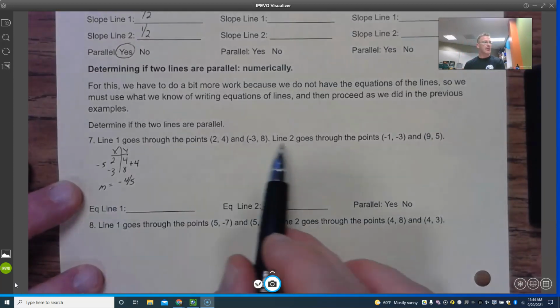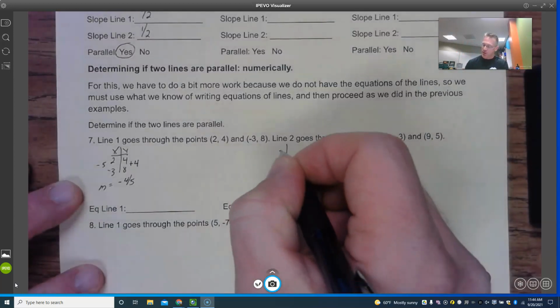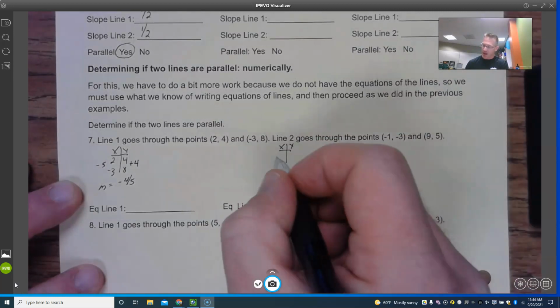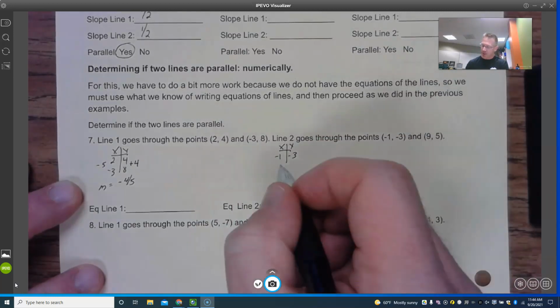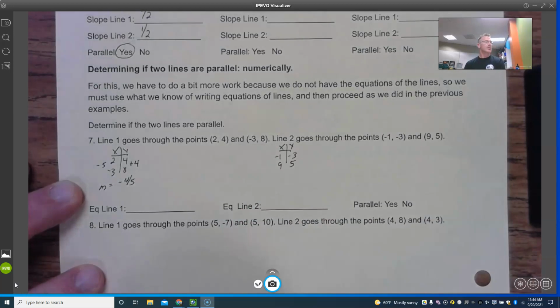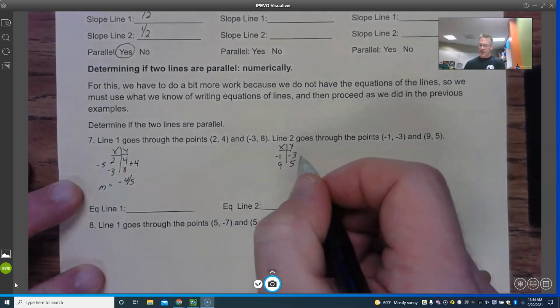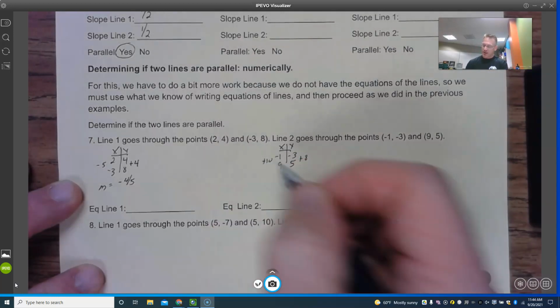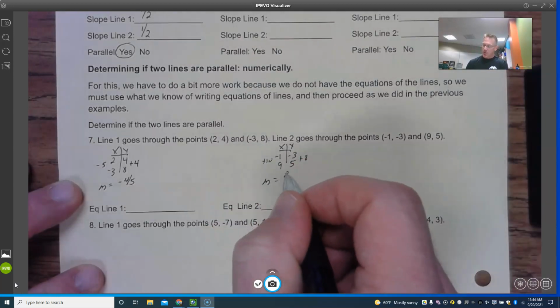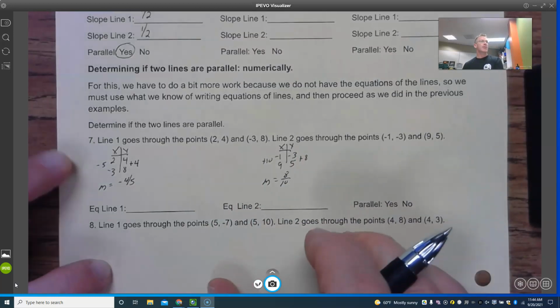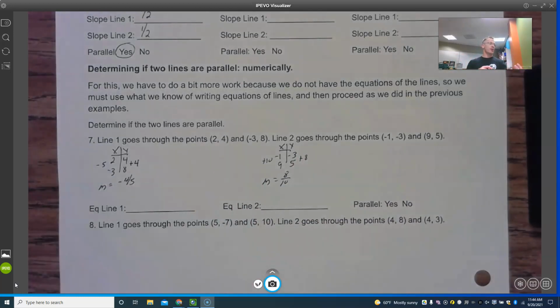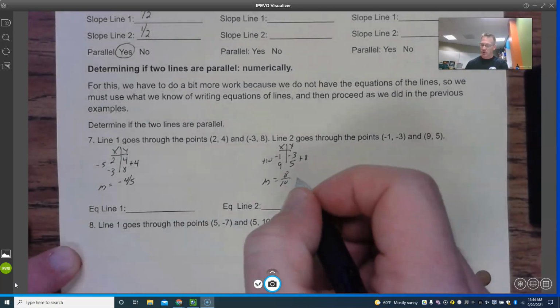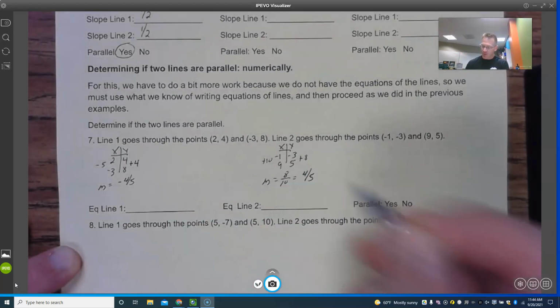So what I want to do now is look at the slope of line 2. Make my little quick XY table: x: -1, 9; y: -3, 5. When I go from -3 to 5, I go up 8. When I go from -1 to 9, I go up 10. And so my slope here is 8/10. Once again, we always want to compare slopes in lowest terms, so sometimes you might need to reduce that slope. In this case, 8/10 reduces to 4/5.